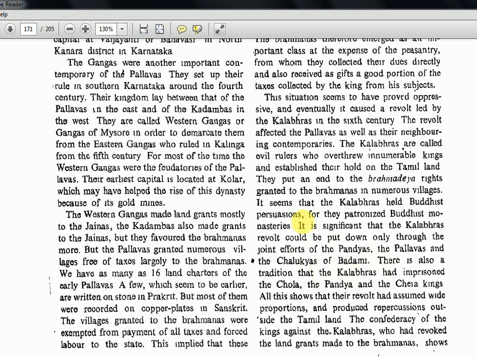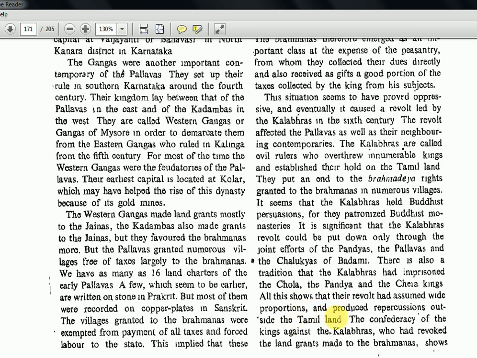Kalabhras' revolt could be put down only through the joint effort. So these Kalabhras, who were evil rulers and were ruling for some time, could be brought down only by the combined effort of all these people: Pandyas, Pallavas, Chalukyas. There is also a tradition that the Kalabhras had imprisoned the Chola, the Pandya and the Chera, again the other extreme south people. All this shows that the revolt had assumed wide proportions and produced repercussions outside the Tamil land.